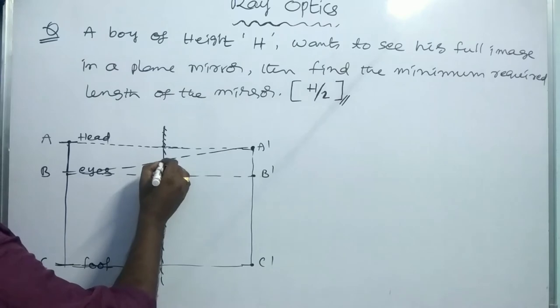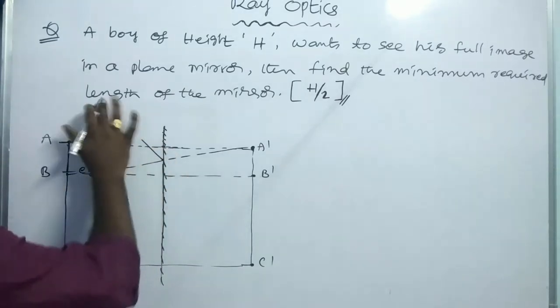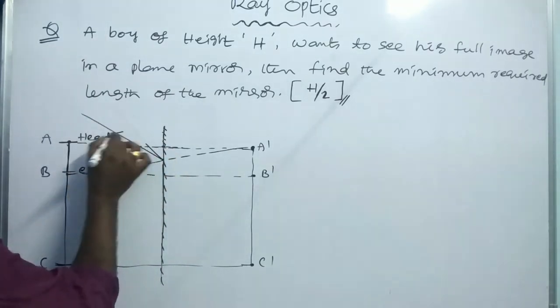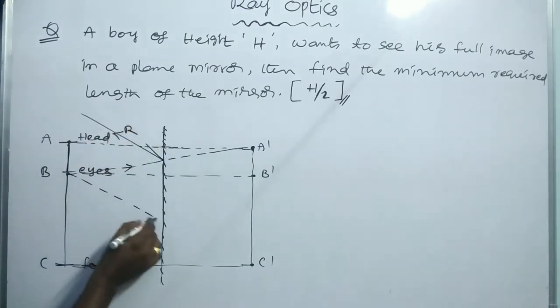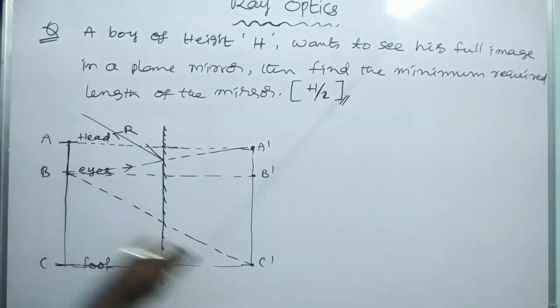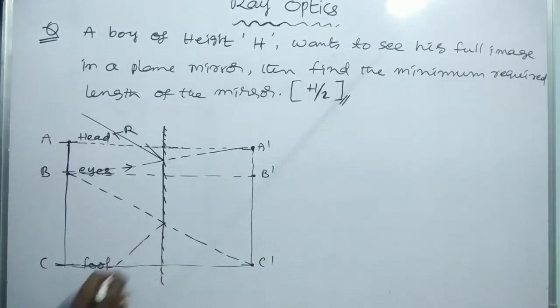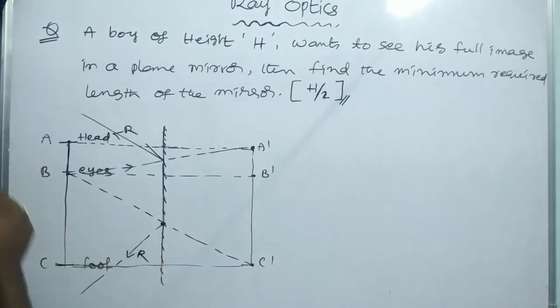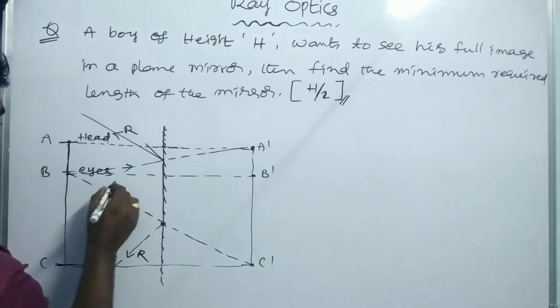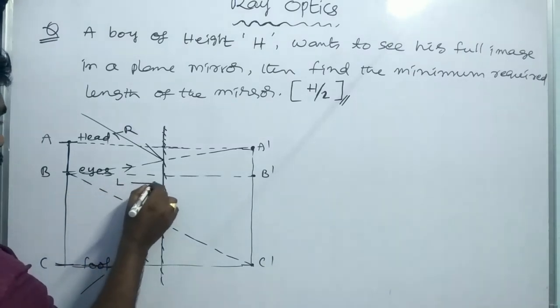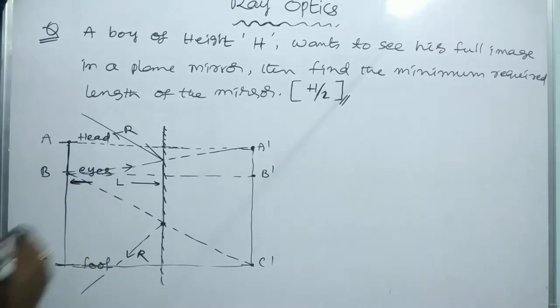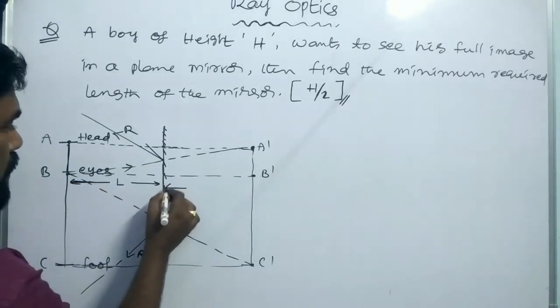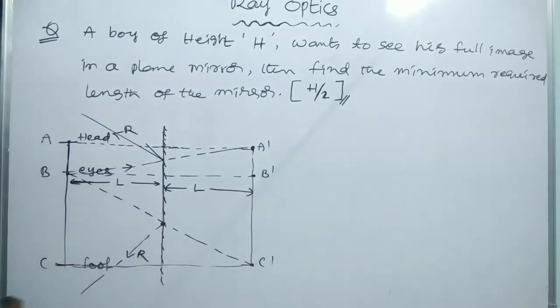And it will be reflected in this way. This is the reflection, this is the incidence, and this can be seen by the person. Okay, and here this is the reflection, right? So this is the ray diagram. The distance from the mirror to the man is L, and the distance of the image formed is also L.